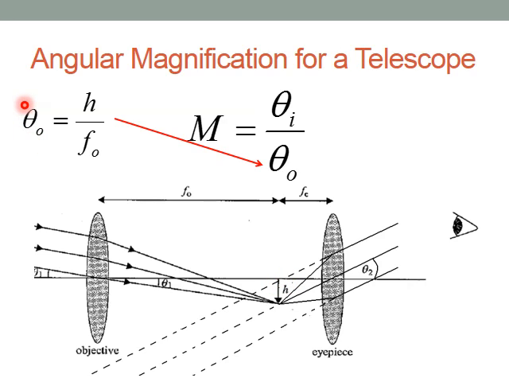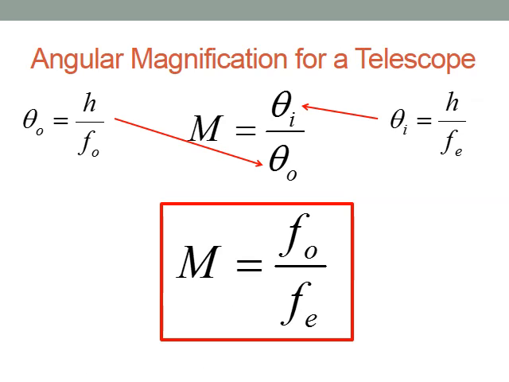So the tangent of this, we just drop tangent just like we have done before, is equal to H I over F O. And then we've got a similar triangle over here, right? This angle here is the same as this angle over here. And we've got a triangle. And so for theta I, H over F E is theta I. And then we can just plug in and rearrange and simplify, and we get the angular magnification. Luckily, they actually use capital M this time, for a telescope is F O over F E. So the focal length of the objective lens divided by the focal length of the eyepiece. And I just have to remember that this is only used for telescopes.